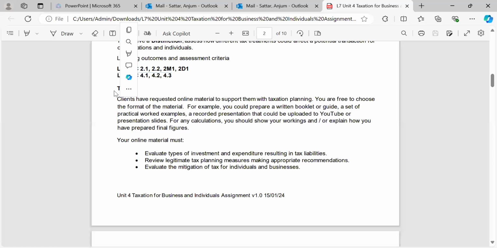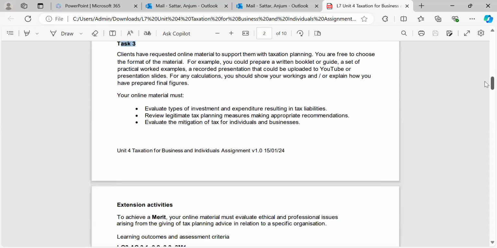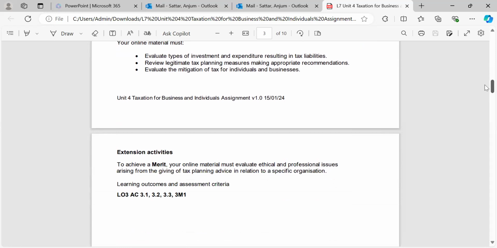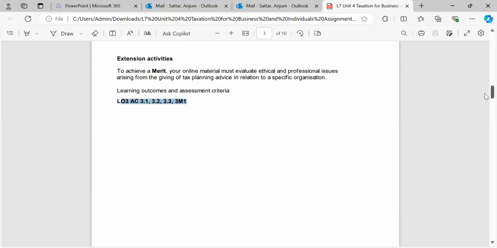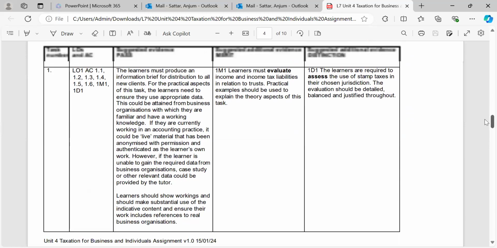Yes, and explain. What we can look at is evaluating the investment and expenditure resulting in tax liabilities. We can look at legitimate tax planning. We discussed writing down allowance, which has a chapter in the book, so you can pick an example and include it to address this learning outcome. We've also been given LO3, which means the lesson 3 PowerPoint slides. Those are relevant to this task. You've been given all the guidance in this assignment brief.